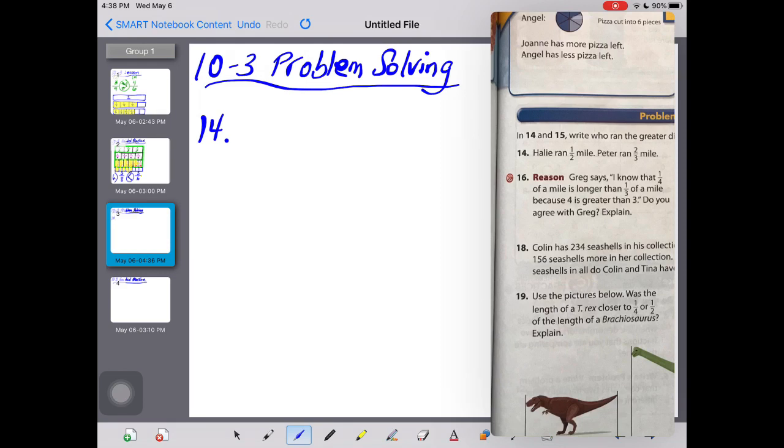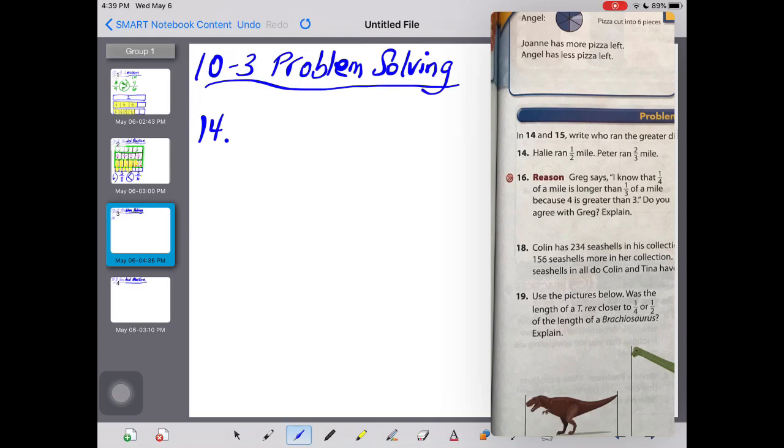But let's take a look at number 14. It says Haley ran 1/2 mile, and Peter ran 2/3 of a mile. So let's take a look at that. I want you to go ahead and draw a number line. I'm thinking you may want to draw two different number lines, but make sure they're the same distance. Make one number line where you divide that into halves, and then make another number line and divide that into thirds. Once you plot those out and come up with who ran the greater distance, pause the video, come on back when you're ready.